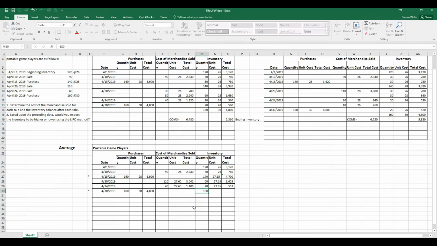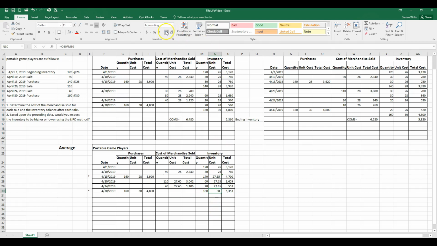We now have 180. They cost us, going into this, $533. That's our inventory right here. To that, we have to add the $4,800 that we just purchased. So $533 that we had to start with on this day, plus $4,800. Our total inventory cost us $5,333. So now we can do a division to get the average cost. So our average cost is the $5,333 divided by the 180 units.